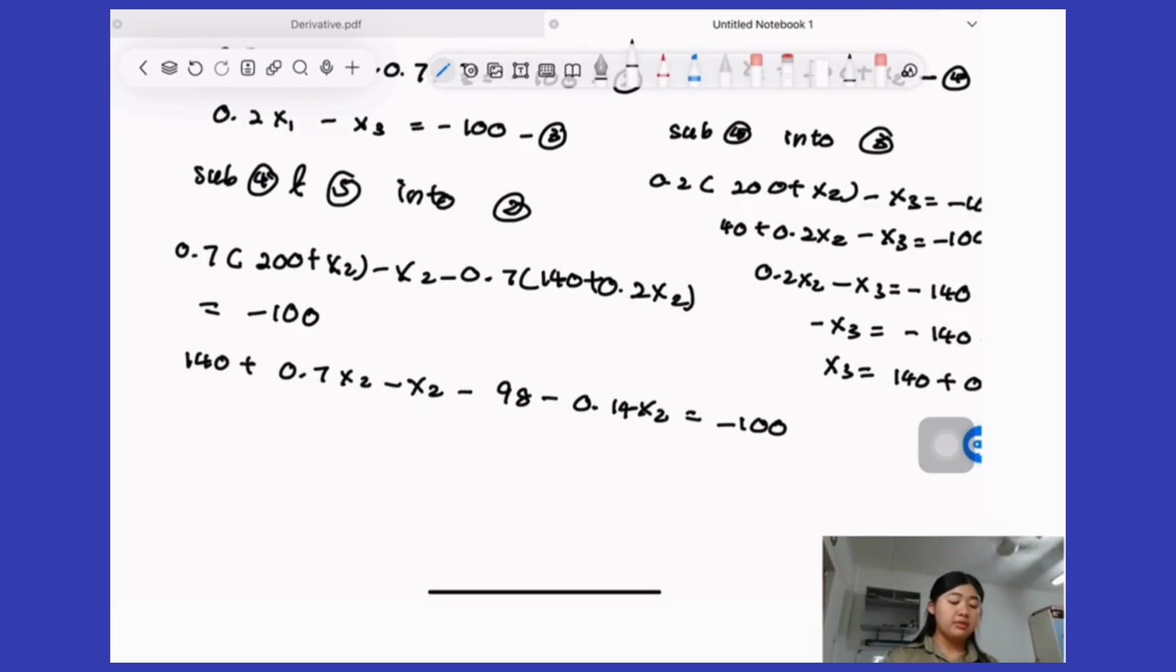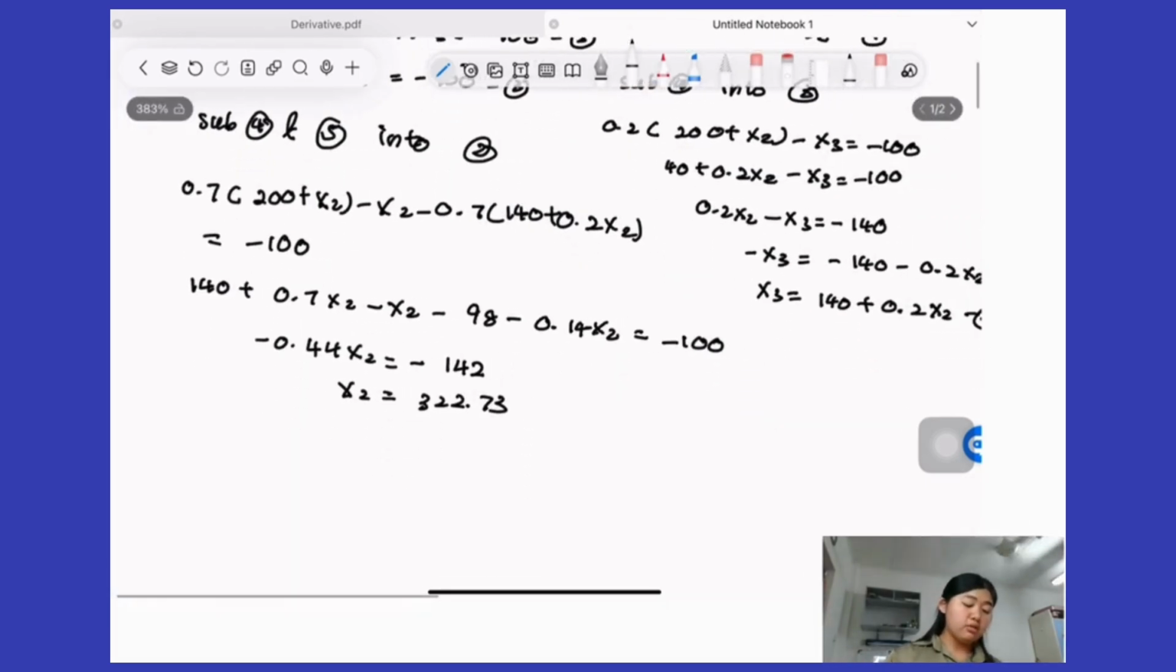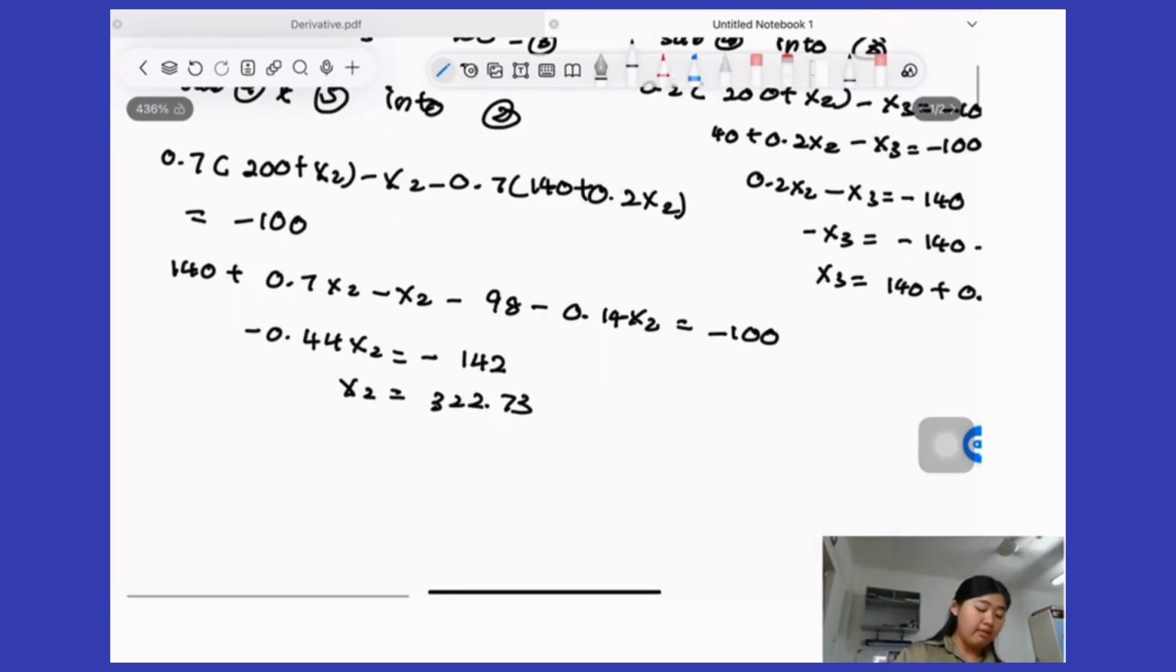0.7x2 minus x2 minus 0.14x2 will equal negative 0.44x2, equal to negative 100 minus 140 plus 98, and we will get the answer that is negative 142. And x2 will be negative 142 divided by negative 0.44, and we will get x2 is equal to 322.73. So the answer for x2 is 322.73.